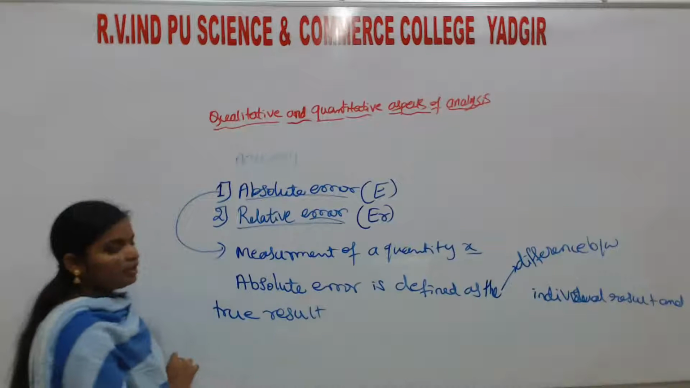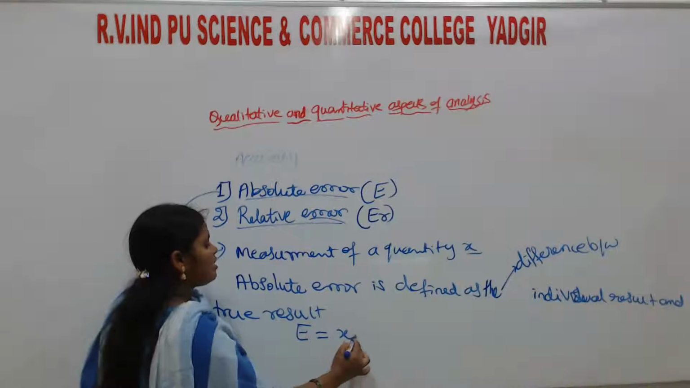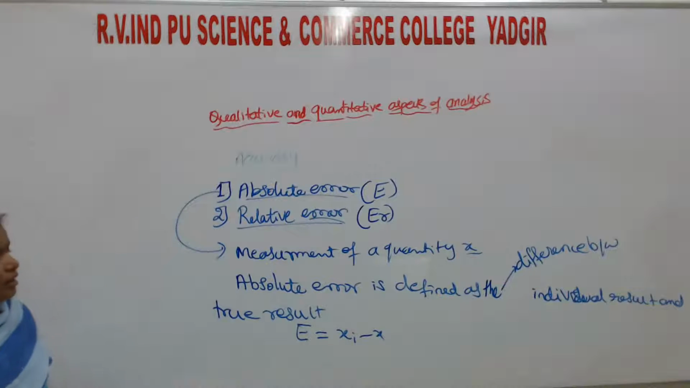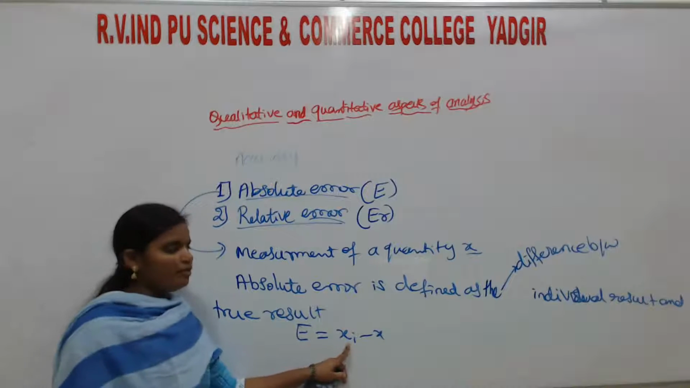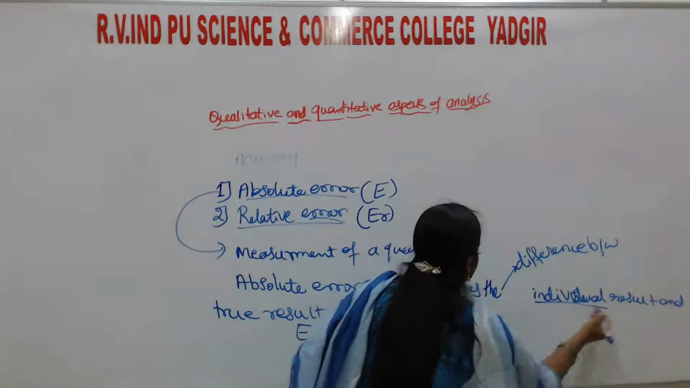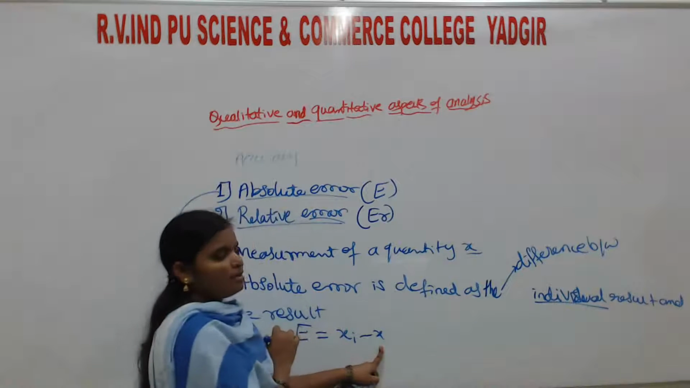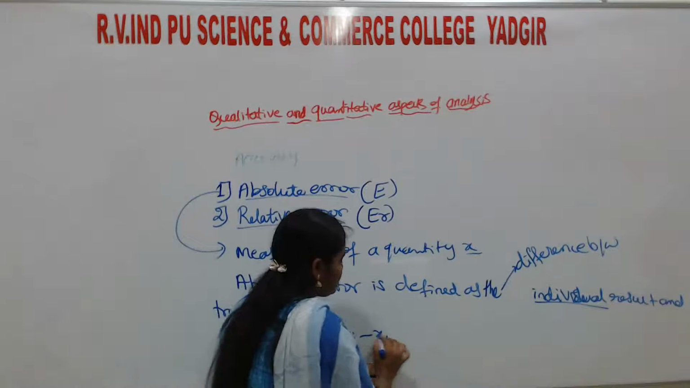Here, E equals xi minus x, where xi is the individual result and x is the mean, here you are taking the true value, right? The base is true.